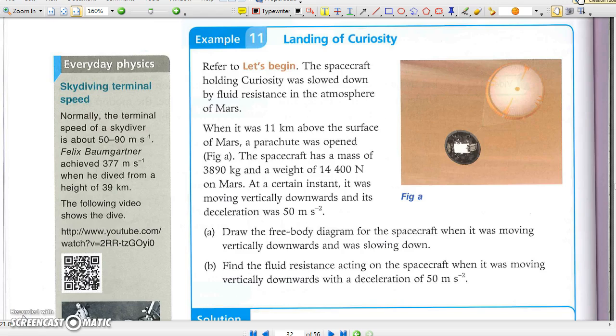In example 11, the landing of Curiosity on Mars is used as an example to illustrate the idea explained above.